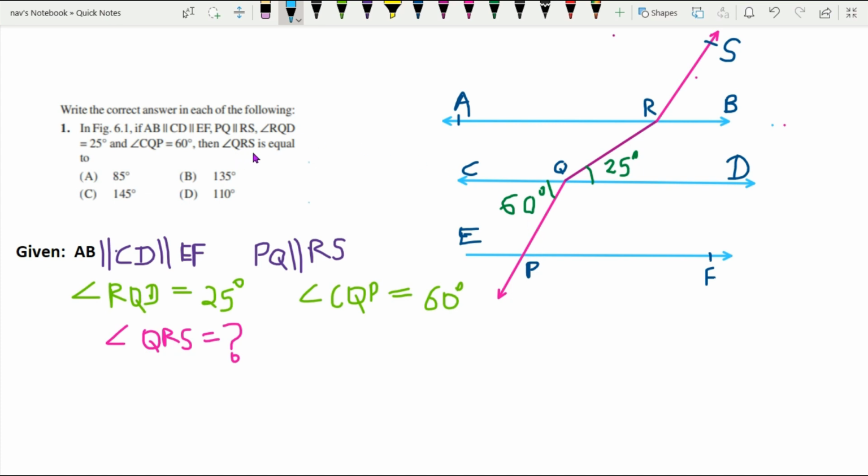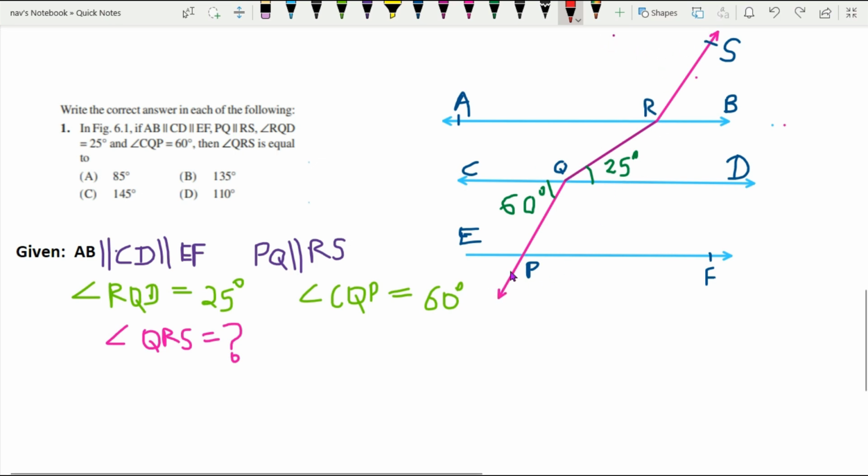We have to find angle QRS. Four options are given. This is angle QRS, this bigger angle we have to find. You can see that this angle QRS is the sum of these two angles. One is this angle and another is this angle. So we have to find these two angles individually and sum up. Then we will get the angle QRS.